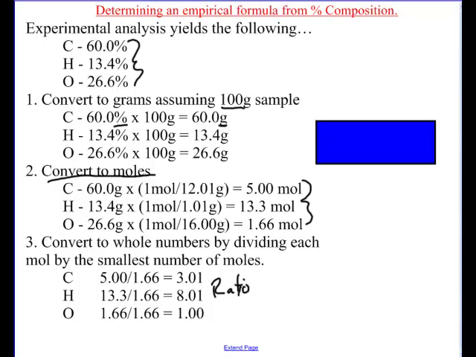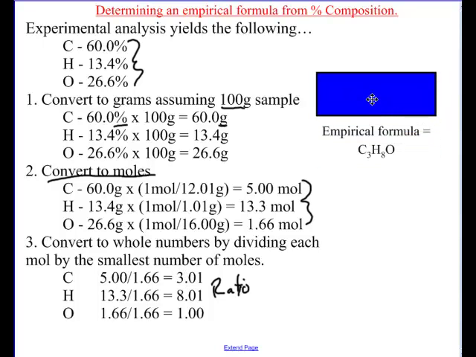Well, now that we know that for every 1 mole of oxygen there are 8 moles of hydrogen and 3 moles of carbon, we have now the empirical formula. So this empirical formula, this unknown chemical, is C3H8O. Super powerful technique to analyze a compound. And all you really need is to know what the percent composition is. So let's try a couple.